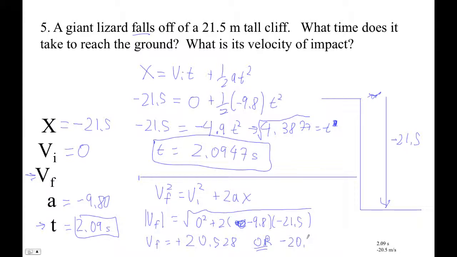minus 20.528. Okay, so now what you have to decide is, is this thing going up or down? If it's going up, use the plus, or if it's going down, use the minus. We have to choose. We can't just write down the positive answer. I say that the giant lizard is moving down when it falls off a cliff, so I'm going to use minus, and I'm going to get all the points for this. Minus 20.5 meters per second, right? If I do that, then I get the answer right. So just be careful. Whenever you use this formula, you have to choose positive or negative. What makes sense? Look at the picture.